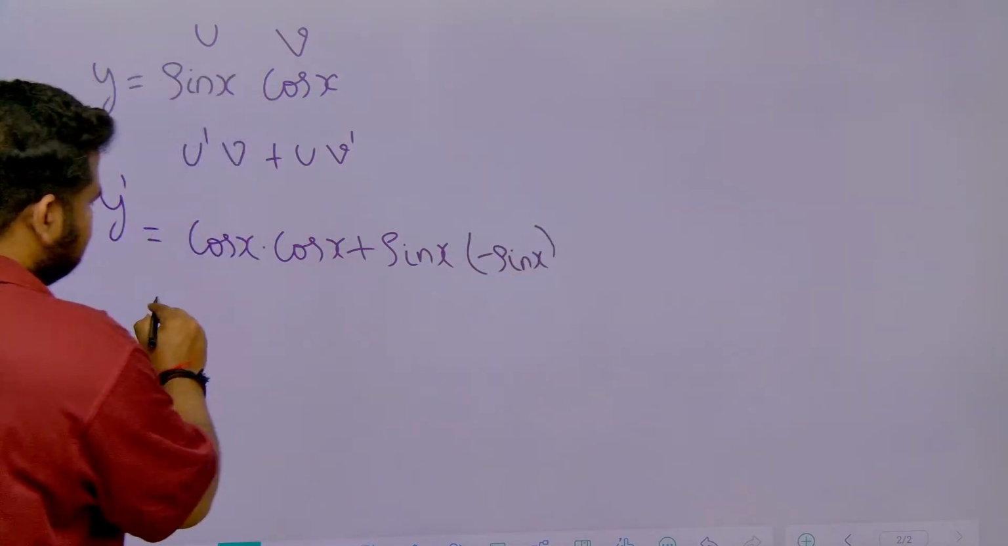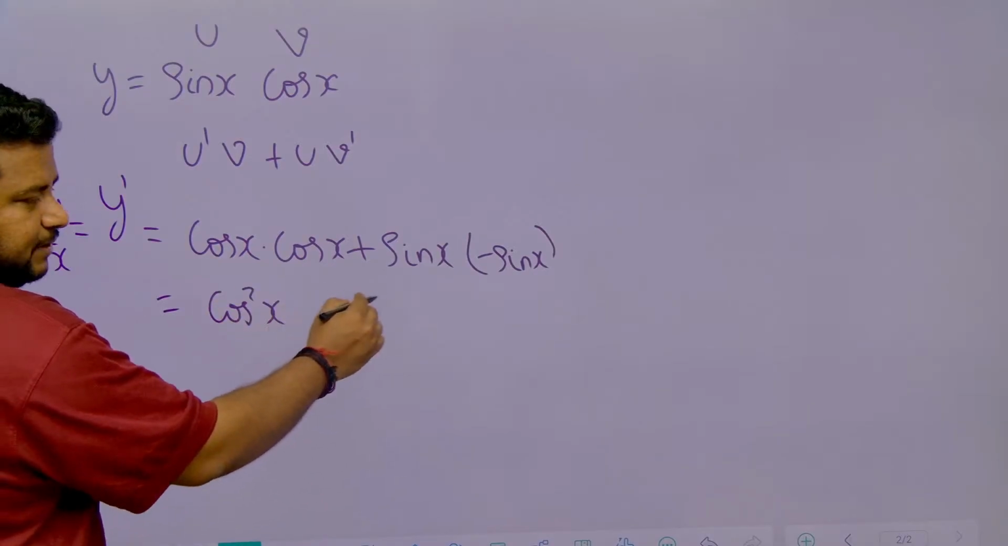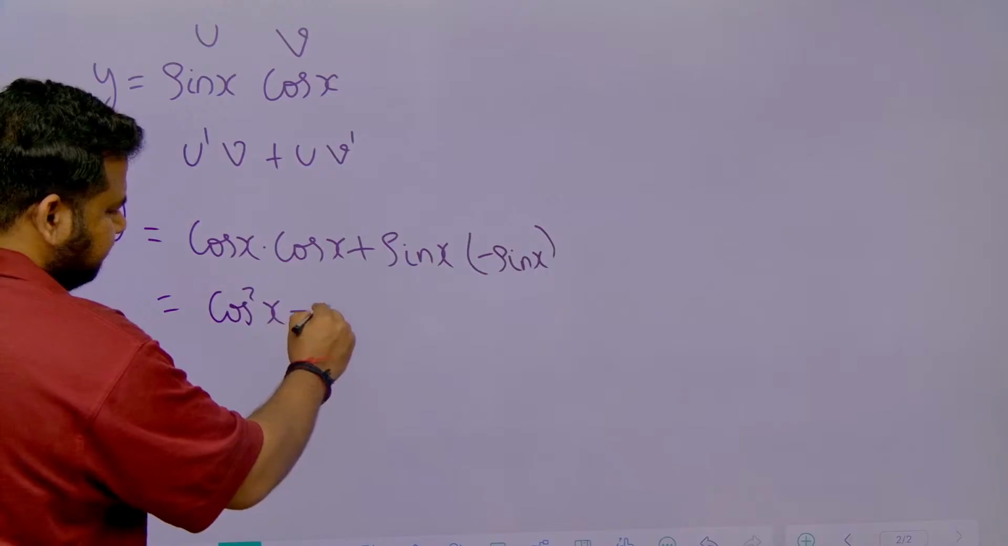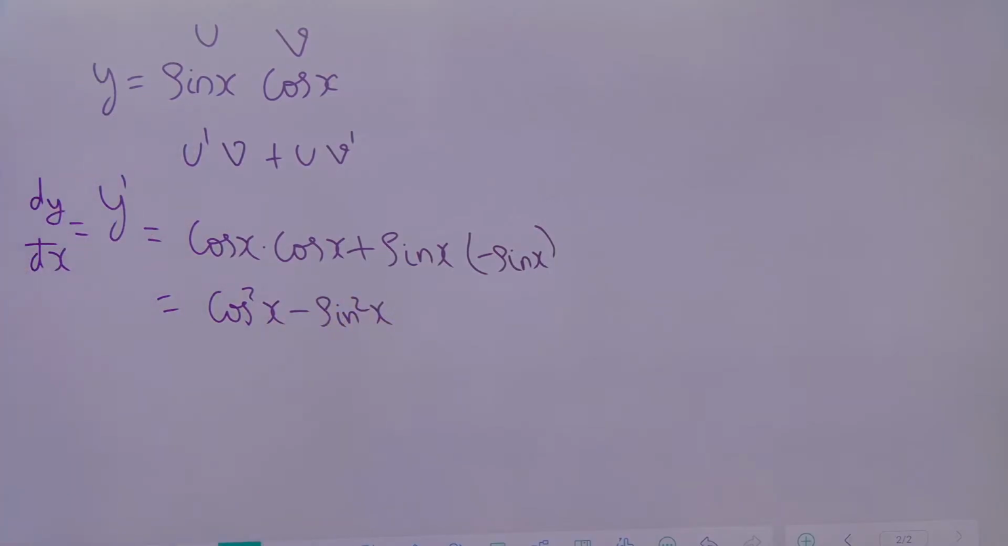So what we will have, cos x into cos x is cos square x, plus into minus is minus, minus sin square x. Okay, cos square x minus sin square x. Clear? Cos square x minus sin square x. Got it? So this is how you will differentiate using the uv rule.